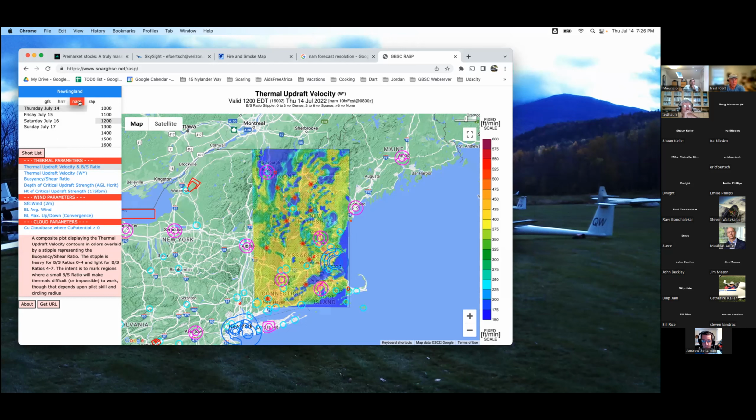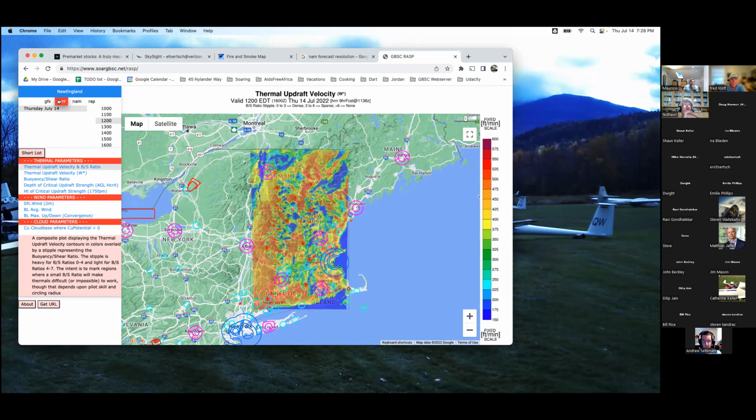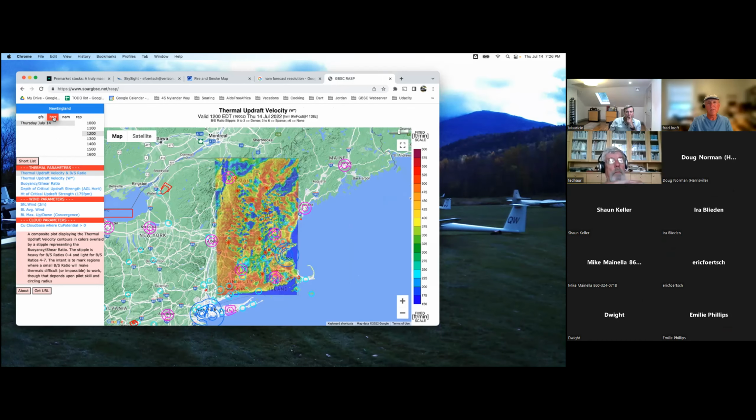As you're looking closer, try to use the most current model. I'm not sure if HRRR is produced at 8 o'clock in the morning, or might come out a bit later, but try to use whichever model is most current and most appropriate for the day you're flying. Perfect. Thank you.